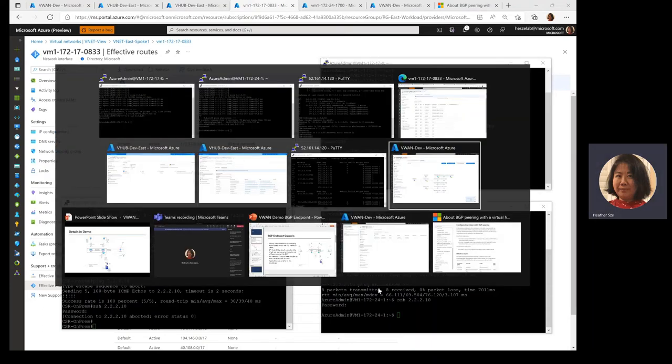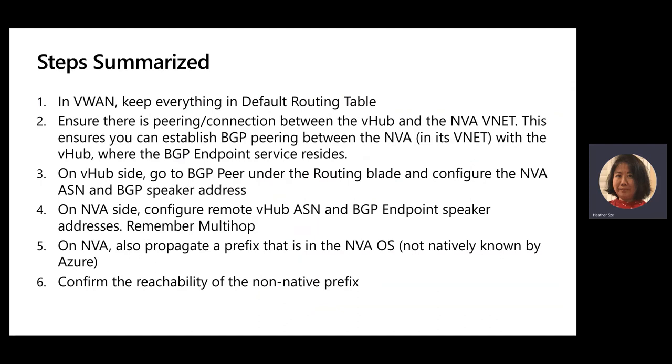And let's just go back and summarize the steps that we took. So remember, in Virtual WAN, just keep everything simple in the default routing table. You want to build the peering between the virtual hub and the NVA VNet, where you have your SD-WAN or third-party appliance. Without this peering, you're not going to be able to successfully establish BGP peering. So that's why you have to ensure that peering is built. On the VHub side, we walk through going to the new blade, go to BGP peer, and configure the NVA ASN and the BGP speaker address of the NVA.